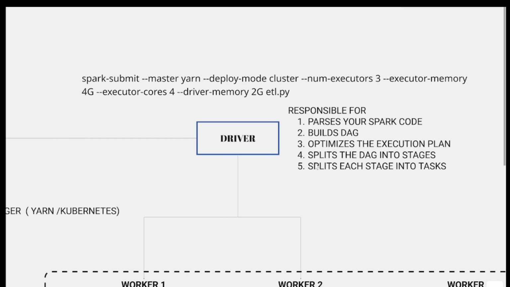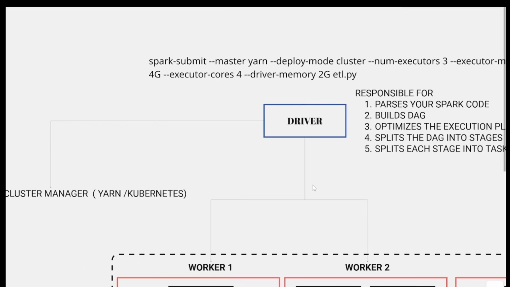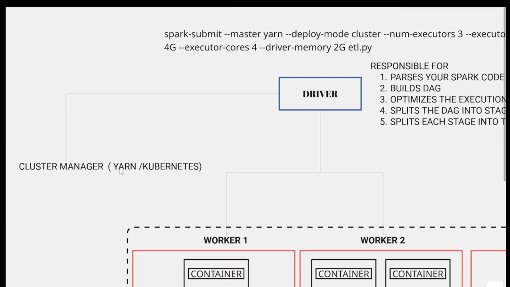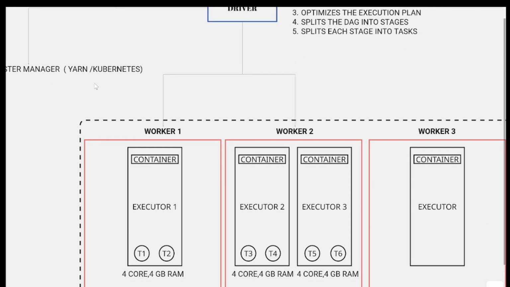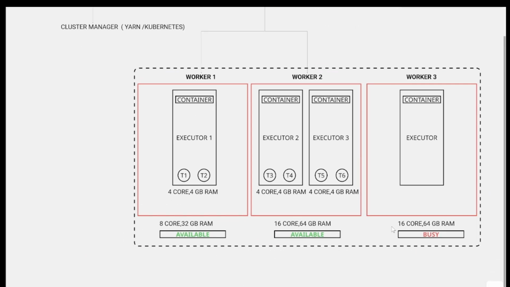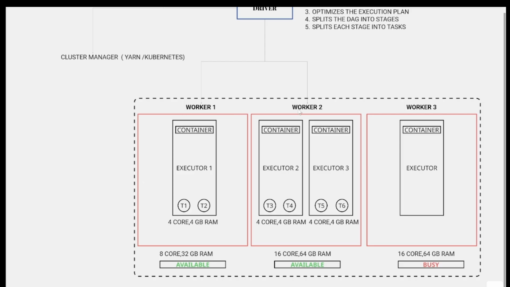Once the driver splits the stage into tasks, it will ask your cluster manager, Yarn or Kubernetes, for resource availability. So the cluster manager will see which worker is available and which one is busy. So here, as we can see, for example, 2 workers are showing as available, and each worker has some specification. Like this is worker 1 having 8 core CPU and 32 GB RAM, and this is worker 2 having 16 cores and 64 GB RAM.